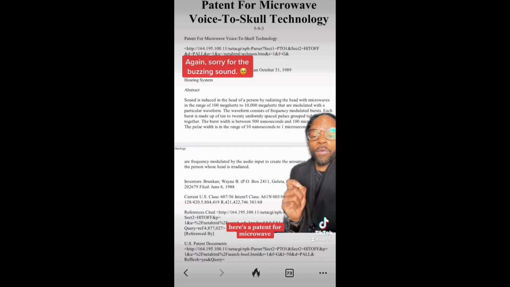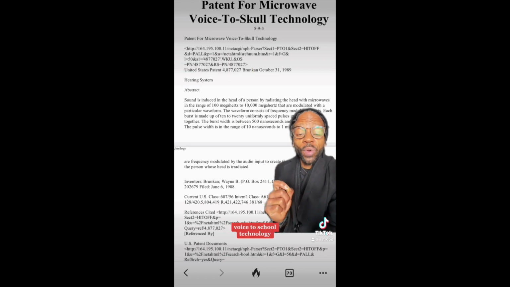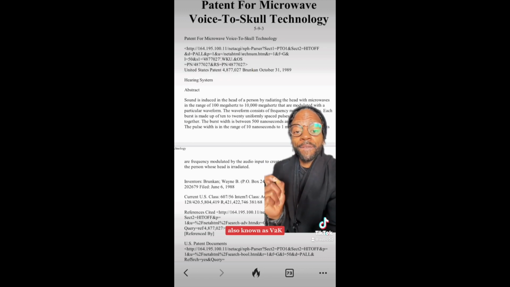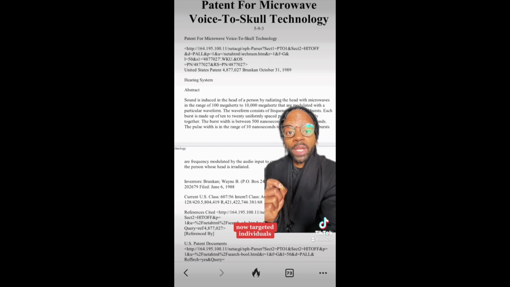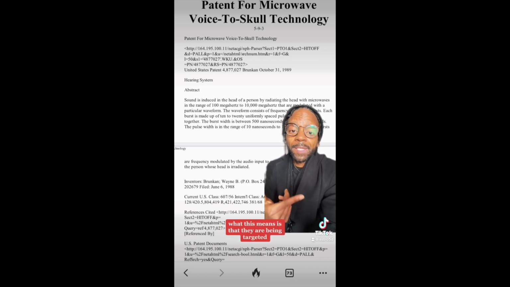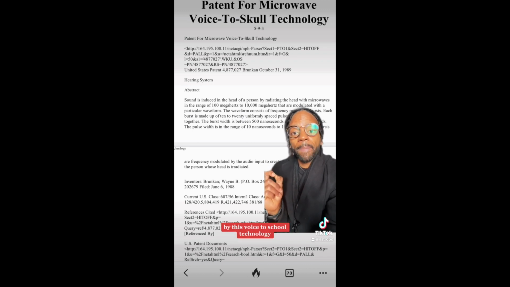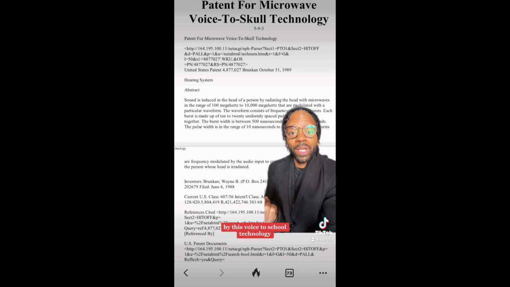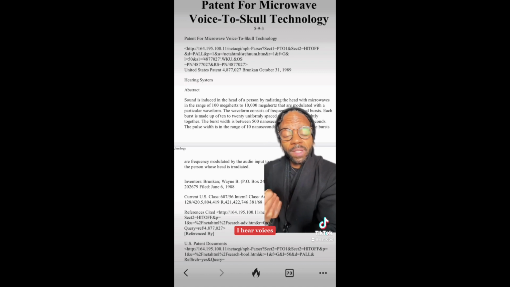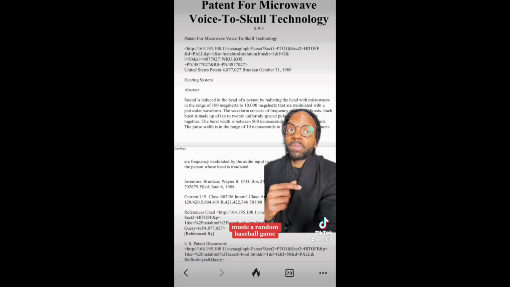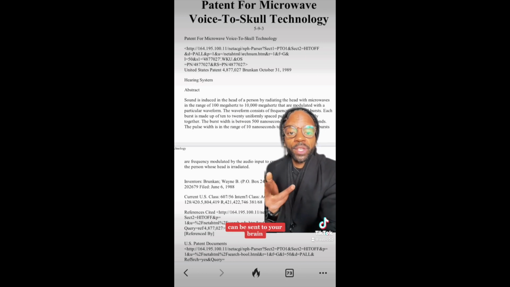Here's a patent for microwave voice-to-skull technology, also known as V2K. Now, targeted individuals, people that are like truth tellers, conspiracy theorists, you might hear them say like they are a targeted individual. What this means is that they are being targeted by this voice-to-skull technology. So a lot of them might hear voices, a lot of them might hear high-pitched noises, music, a random baseball game. Anything that can be broadcasted can be sent to your brain.